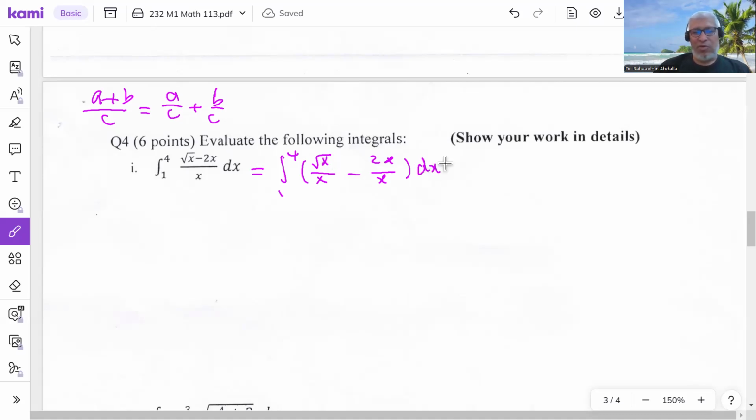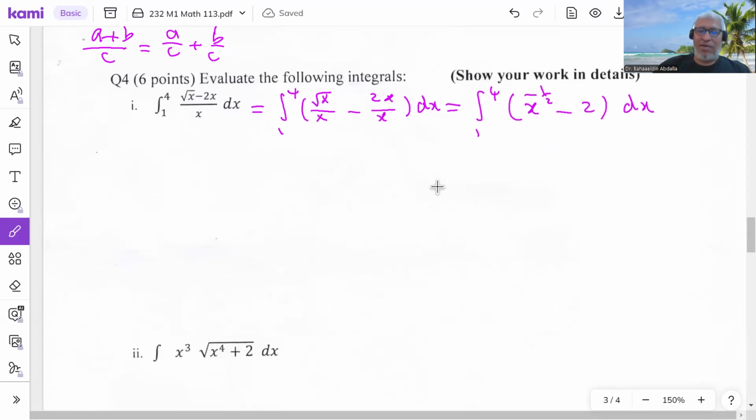But you know that square root of x is x to the power half. And you have x to the power half up and x to the power 1. What should you do? You subtract the powers when there is a division. So I'll have x to the power half minus 1. That's negative half minus. Here x cancels with x and you have 2. So that's it. Now I can find the integral.